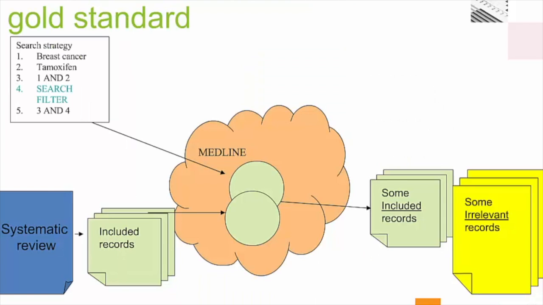Okay, and then we've got another option, which is the real world testing. So if we developed our search filter, you'll remember that we had this very basic search for breast cancer, tamoxifen and RCTs. What we could do, once we developed our search filter, is test out how well our search filter performs in finding out the eligible studies from our systematic review that are in Medline.